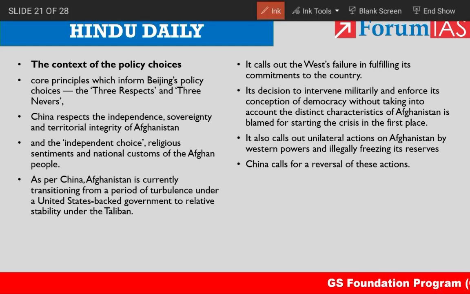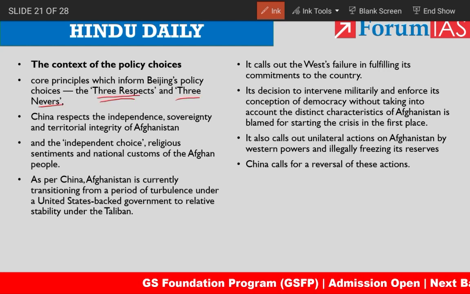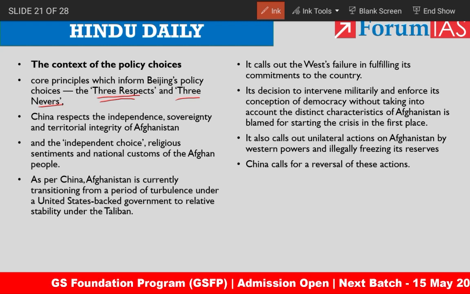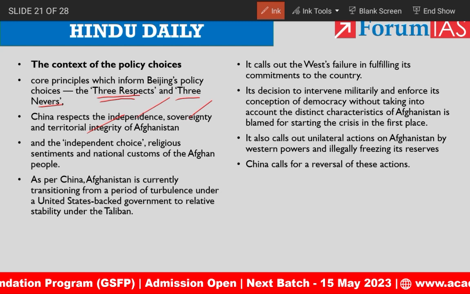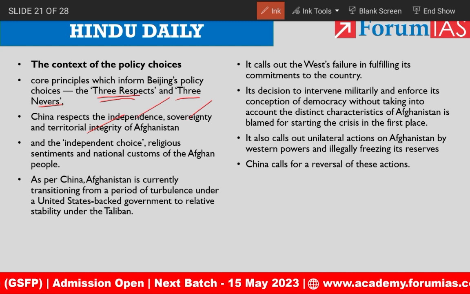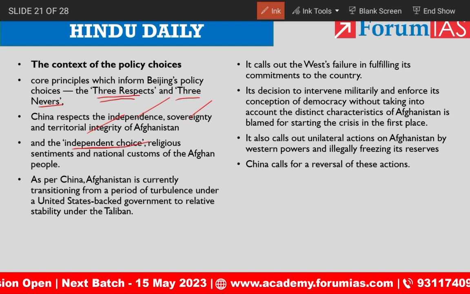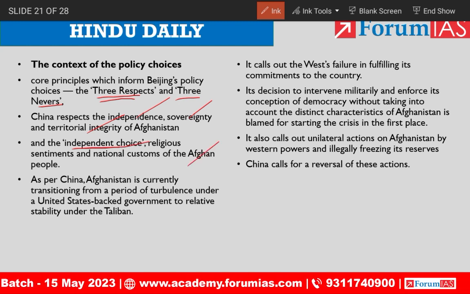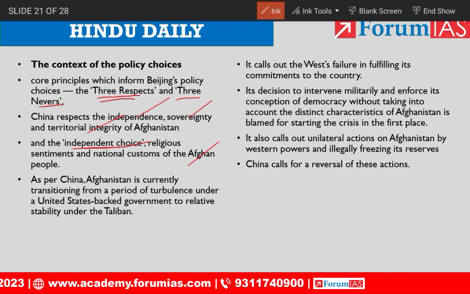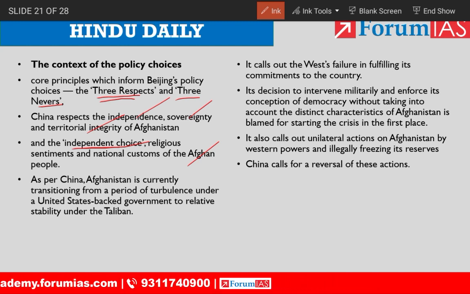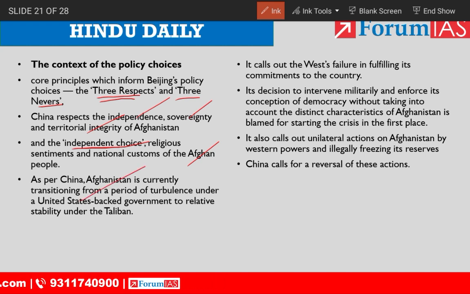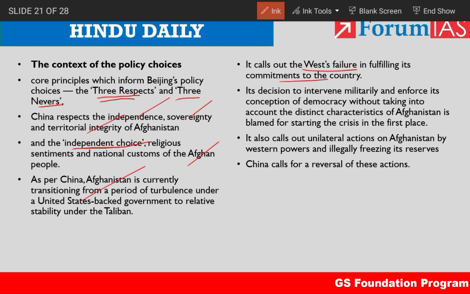They are talking about the core principles of China with respect to 3 respects and 3 nevers. So what is it respecting? It is respecting the independence, sovereignty and territorial integrity of Afghanistan. And next it is talking about independent choice. That is, the religious sentiments and national customs of the Afghan people will be respected. So what is China telling? Afghanistan is currently in a transitioning period because of the turbulence that the US caused in Afghanistan. And what China is telling is, see, the West failed in Afghanistan. Whatever your objectives were, you failed to achieve them. That is what China is trying to establish in this policy paper.